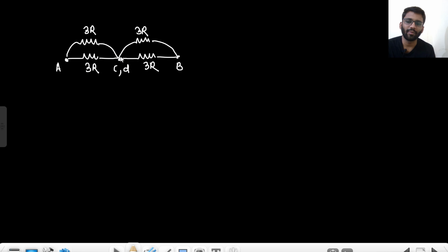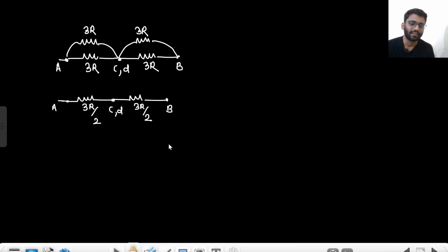Now tell me, between A and B how much resistance can we see? Between A and the C-D point, this will be 3R by 2. From the C-D point to B, this will also be 3R by 2. So these 3R by 2 and 3R by 2 will come in series, and the final resistance would be 3R.